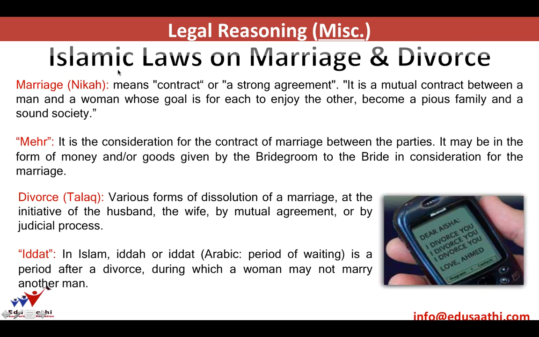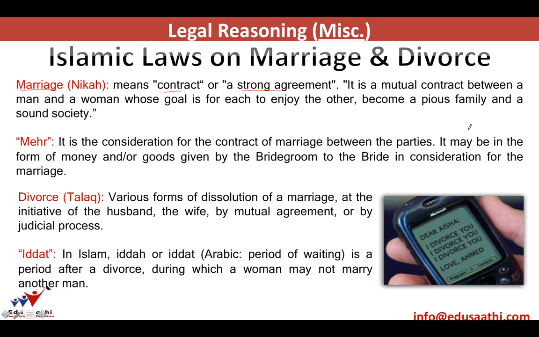Next we discuss Islamic laws on marriage and divorce. What is marriage under Islamic law? It's called nikah. As we all know, it's in the form of a contract. It's a pure form of contract wherein there's a mutual contract between a man and woman and they agree to enjoy each other's company and start their family in a sound society.